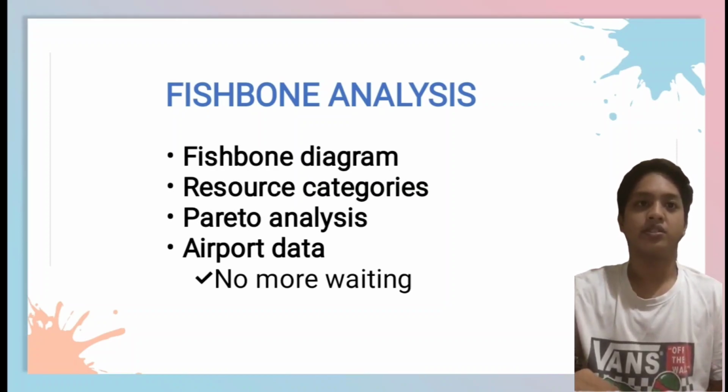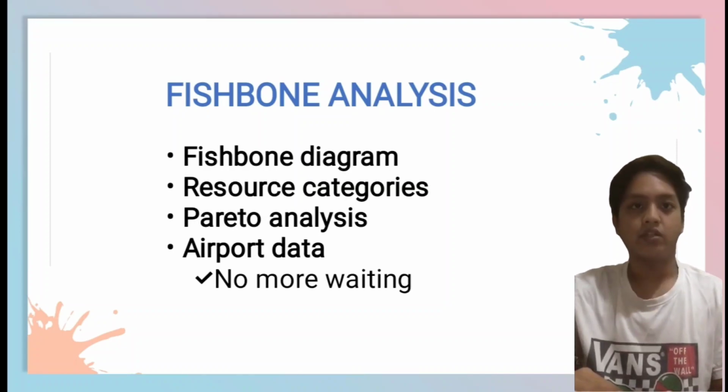Resource categories. Most of the time, manufacturing teams will use 6 categories in fishbone diagrams, which are machine, methods, measurement, materials, manpower, and environment. It covers a lot of major aspects we come across in manufacturing settings.